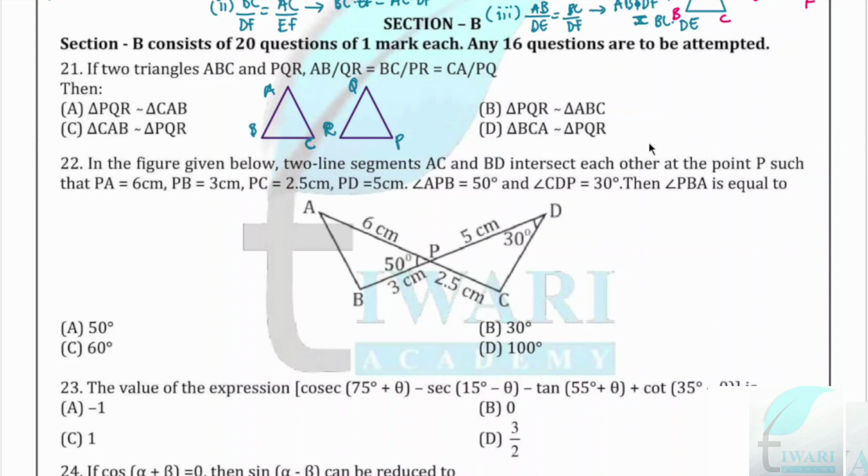So we got two triangles. Now we should check the similarity. So triangle PQR is similar to triangle CAB. So both ways are correct. So option A is the right answer.